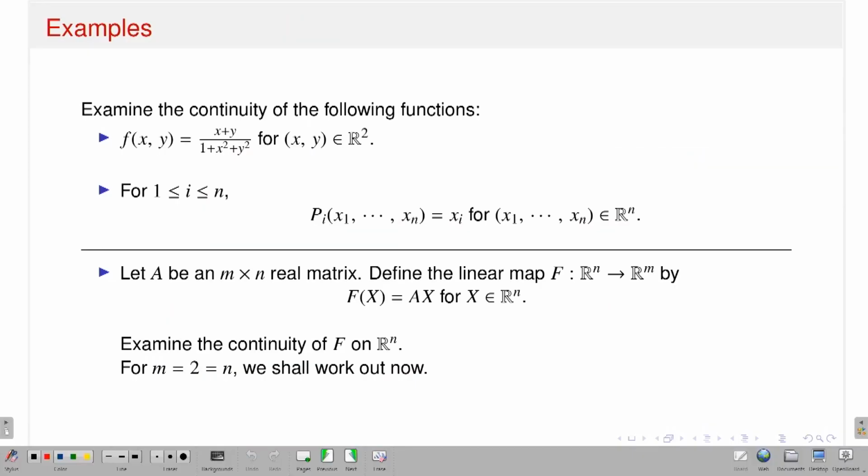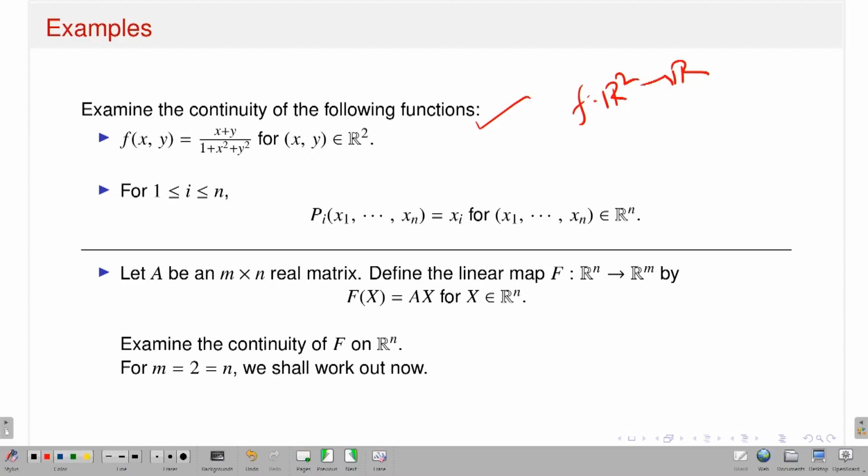Okay. So, before that let me see a few more examples. Examine the continuity of the following functions. You can take this as an exercise, and you can easily prove that these are actually continuous functions. For example, this function f, which is a function from R2 to R. This is also a nice function, you can easily check this is a continuous function.